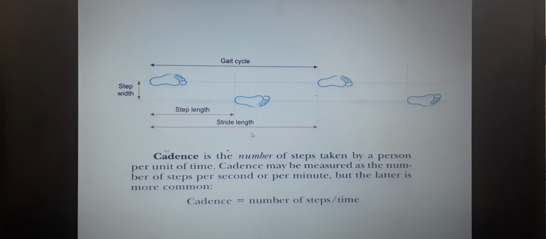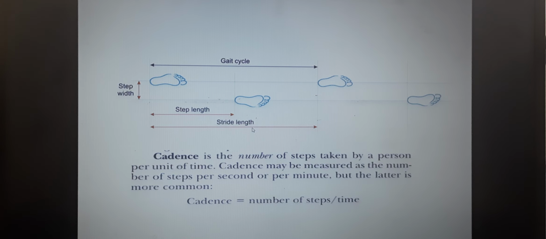What is the stride length? It is the linear distance between two successive events that occur with the same lower limb during the gait. It means you take the distance from the heel strike of the left foot to the next consecutive heel strike of the same left foot. The distance between them is the stride length.